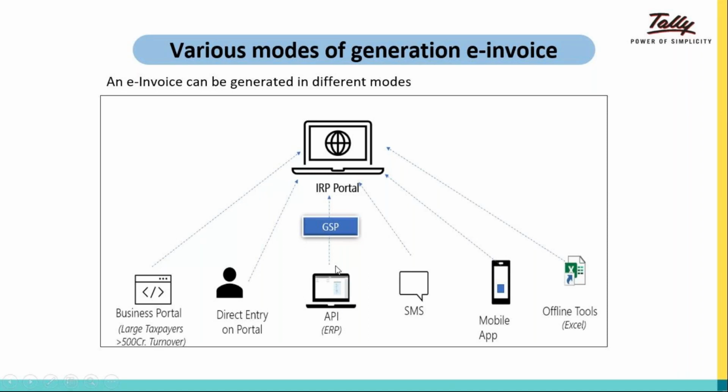in that case this particular software, Tally software, must be identified by the IRP department. The identification happens through this GSP, that means your Goods and Services Tax Suvidha Provider. So that is what we mean by GSP. With this GSP, the IRP portal can understand that okay, it is Tally software which is generating the e-invoice.